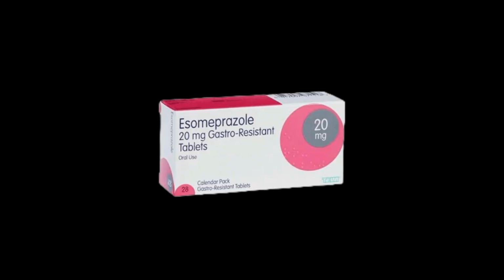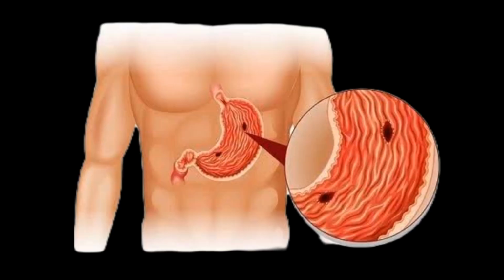Now we will know about esomeprazole's indication. Esomeprazole is indicated to relieve chronic heartburn symptoms and other symptoms associated with GERD, for the healing of erosive esophagitis, for maintenance of healing of erosive esophagitis, in combination with amoxicillin and clarithromycin for eradication of Helicobacter pylori infection in patients with duodenal ulcer disease, Zollinger-Ellison syndrome, acid-related dyspepsia, duodenal and gastric ulcer.